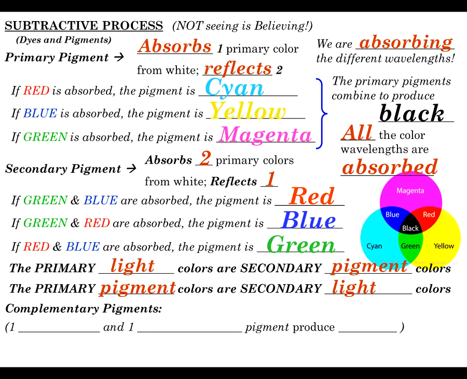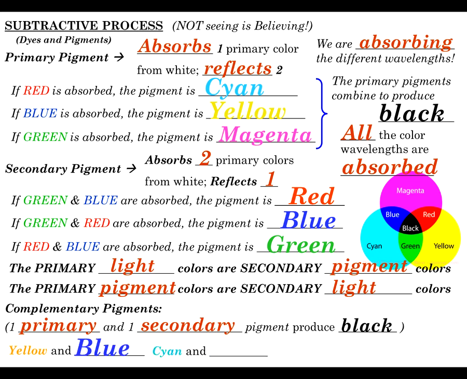Okay? And then finally, the complementary pigments. For complementary pigments, we take one primary and one secondary pigment to produce black. All right, so yellow and blue. Yellow has red and green, and then blue is the third one. Cyan, which is green and blue, and red. And finally, magenta, which is blue and red, and green. So when you combine those together, you've again eliminated all the wavelengths.